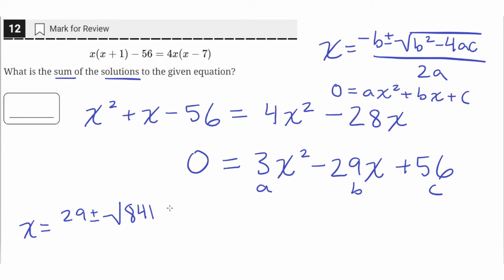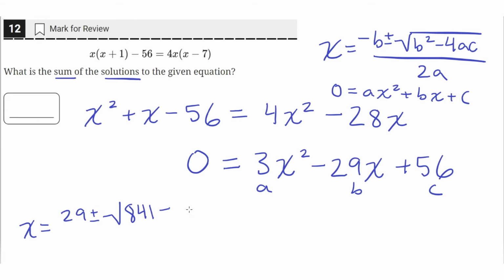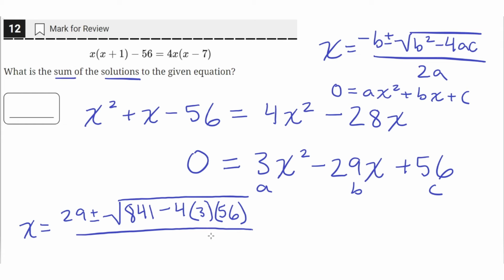And then we have to subtract 4 times AC. So that will be negative 4 times 3 times 56, and that will be all over 2a. So a is 3, so 2 times 3 is 6. Okay, so we can simplify this down by solving this multiplication here.